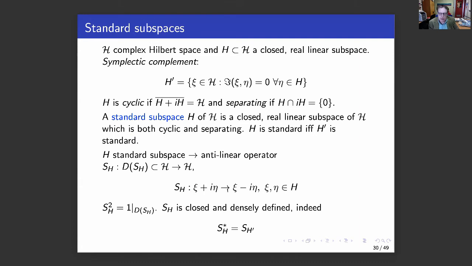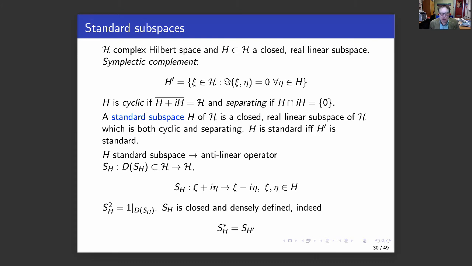Now I will tell you, how long can I talk again for another... I will talk about standard spaces. This is a simple structure where you already have modular theory. So you have a complex Hilbert space, and we consider a closed real linear subspace. And when we have a real linear subspace, we have the symplectic complement: all the vectors such that the imaginary part of the scalar product vanishes with respect to every vector in the space. And we have a notion of cyclicity, and the space is cyclic separating.